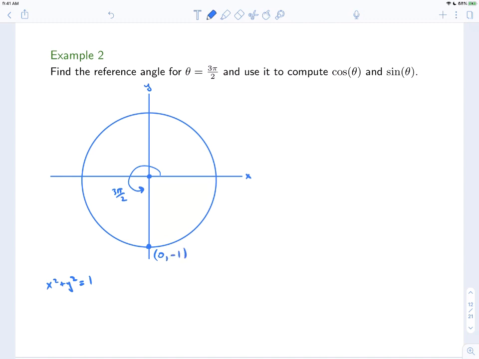But what is the reference angle here? The reference angle is the acute angle made with the x-axis. Well, in this case, it's not exactly an acute angle, it's a right angle. It's this angle, pi over 2.